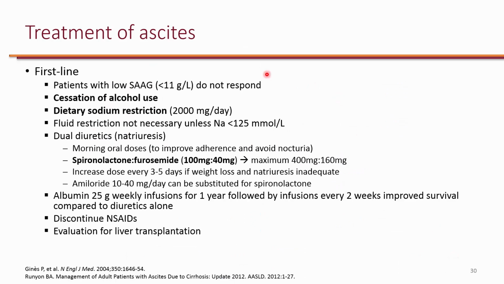So what should we do for patients with ascites? So first line treatment, of course you need to know that SAAG to begin with, because if the SAAG is low, like less than 11 grams per liter, patients typically don't respond to these first line therapies. But for those who have SAAG greater than or equal to 11, one of the most important things is cessation of alcohol use, assuming they have alcoholic cirrhosis. Then dietary sodium restriction is very important.